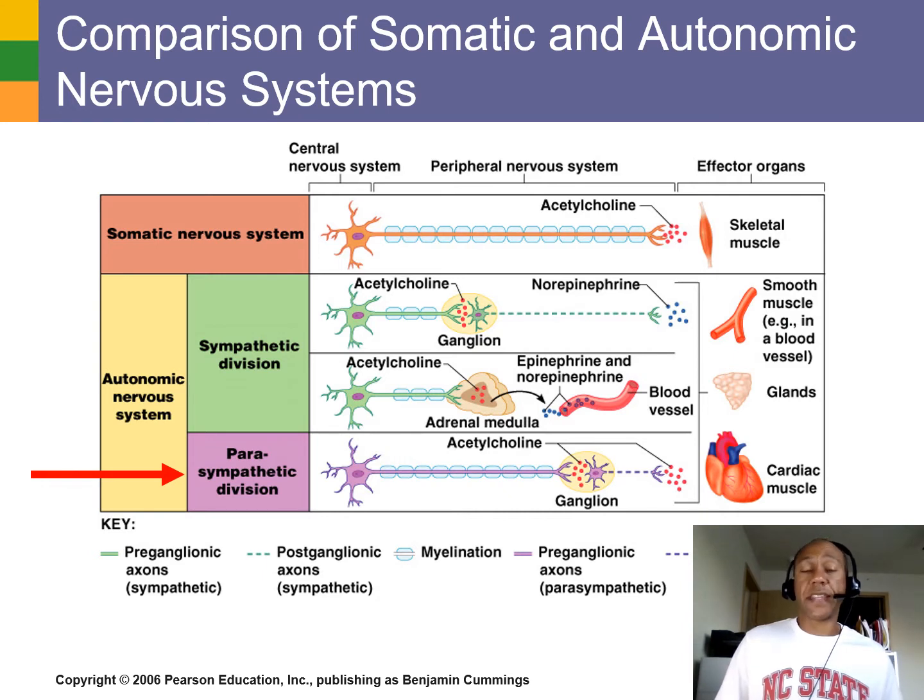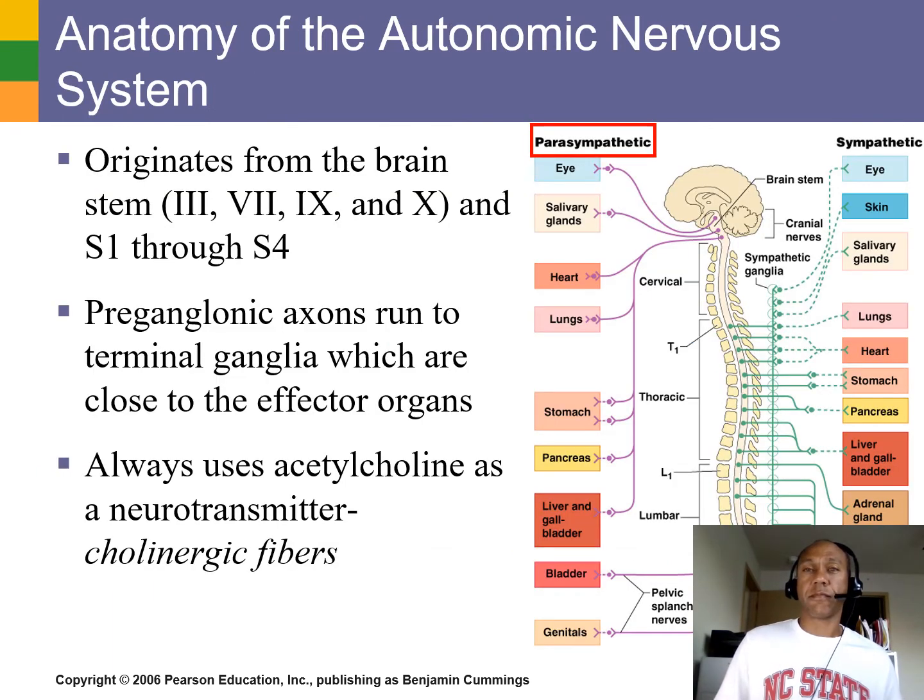Let's focus first on the parasympathetic division shown at the bottom of this figure. On the left side of this figure, we are shown the parasympathetic division. Notice that the preganglionic neurons are found in the brainstem and the sacral region of the spinal cord. Also, notice that there are very long preganglionic axons. In some cases, they reach all the way to the effectors themselves. And we have very short postganglionic axons. So long preganglionic axons, short postganglionic axons.